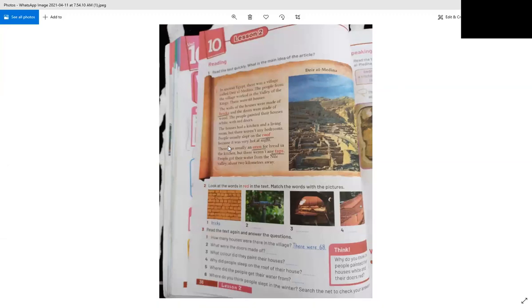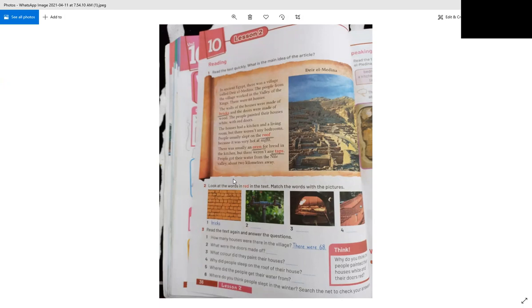Number 4, why did people sleep on the roof of their houses? Because it was very hot at night. That's why they didn't sleep in their rooms, because it was very hot at night. Number 5, where did people get their water from? People got their water from the Nile Valley.